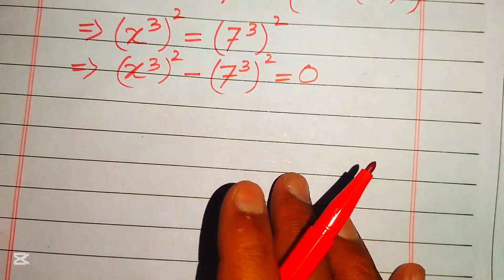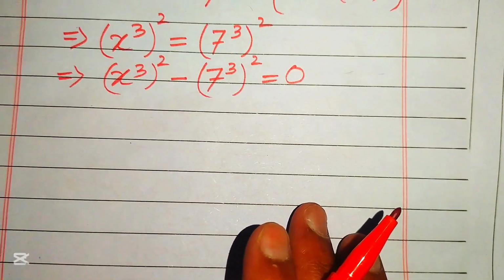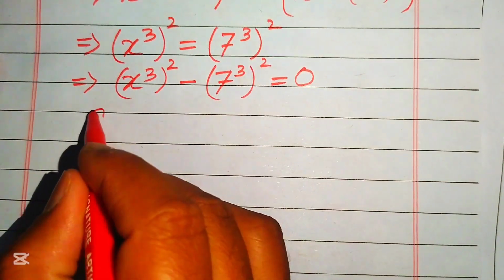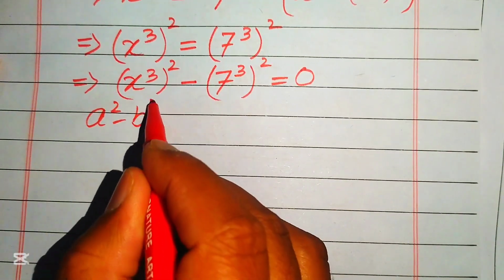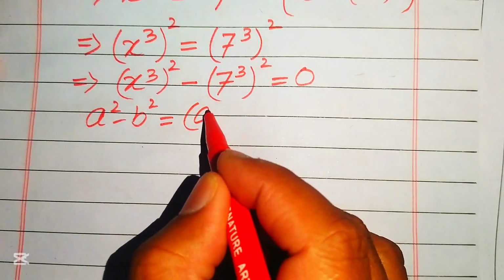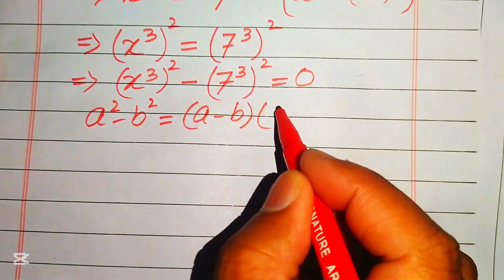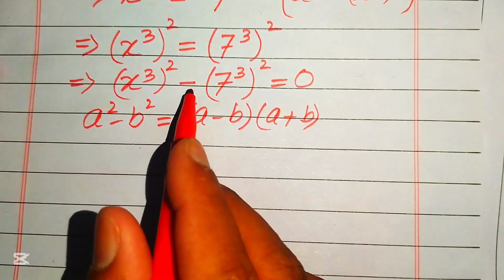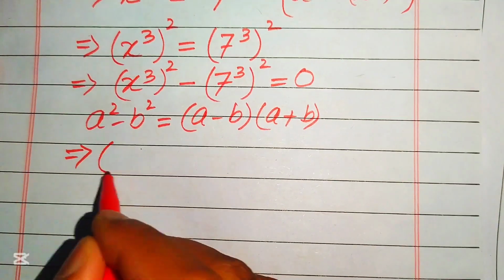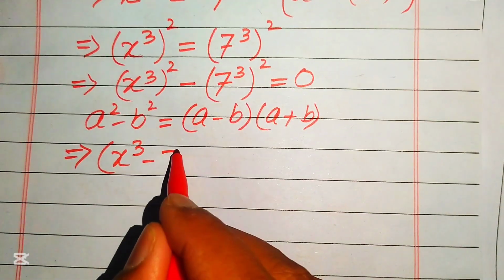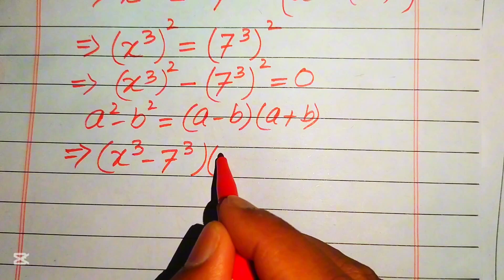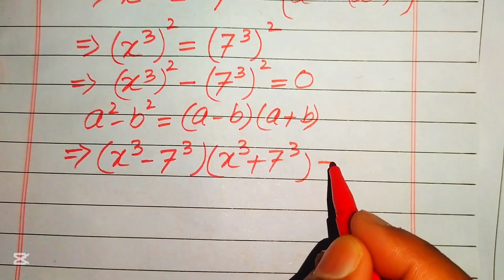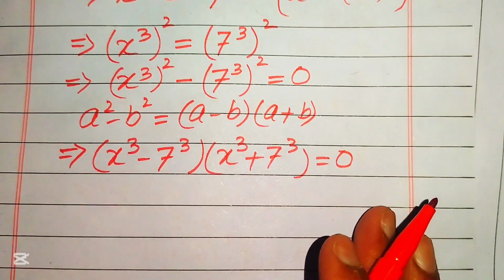So further we will apply the nice algebraic formula, a squared minus b squared equals a minus b times a plus b. When we apply this formula to the above equation, it is written as x cubed minus 7 cubed times x cubed plus 7 cubed, and this whole equation equals 0.